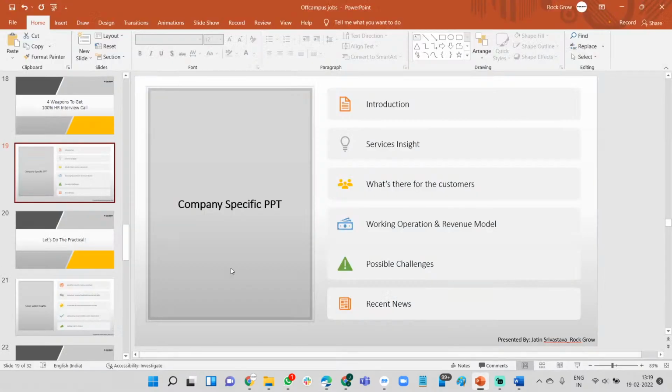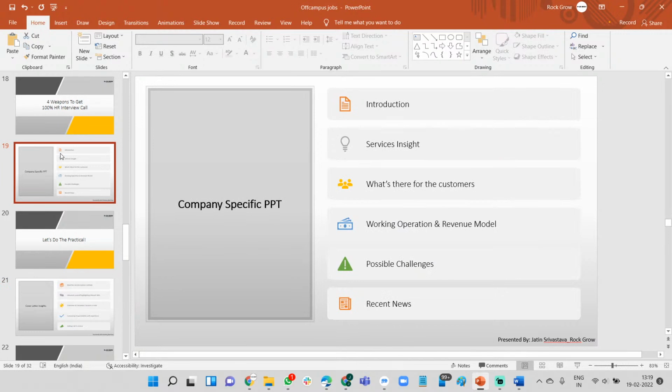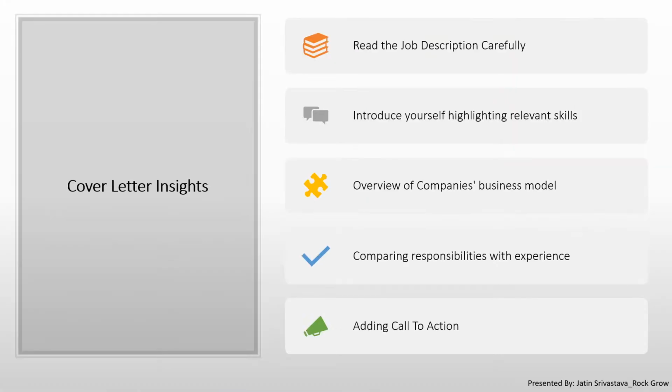The second weapon is the cover letter. Now the first weapon helps you clear those HR interview questions related to companies. The second two weapons, the cover letter and resume, will help you clear those HR interview questions related to job descriptions, right? Cover letter. So what all should you be including?